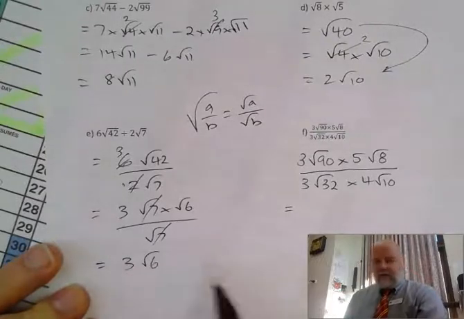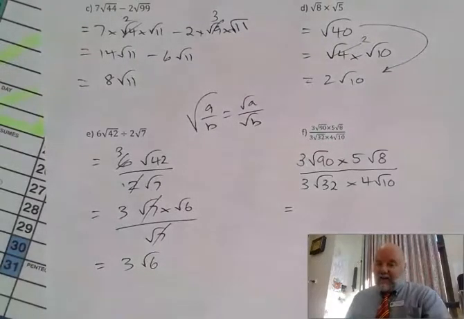I'm left with a 3 root 6. Just see if you can simplify that. You can't simplify root 6 at all because it's not a square number that goes evenly into it. So you leave your answer as that.